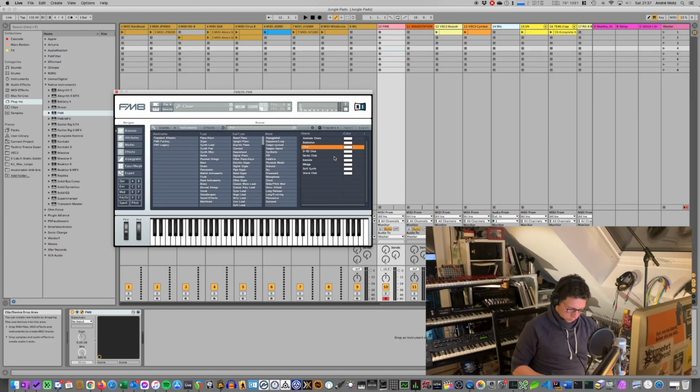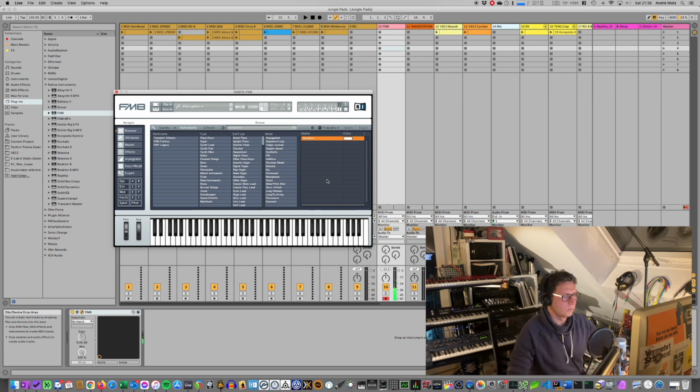But you know, it's not restricted to just hardware. Let me show you also some very interesting plugin sounds from the FM8. So you get the idea.